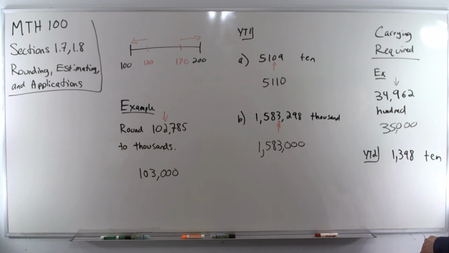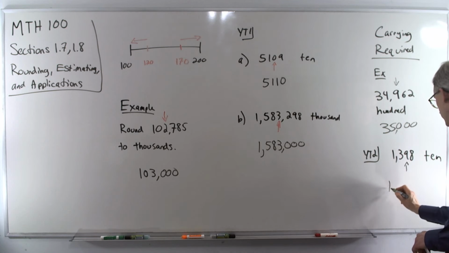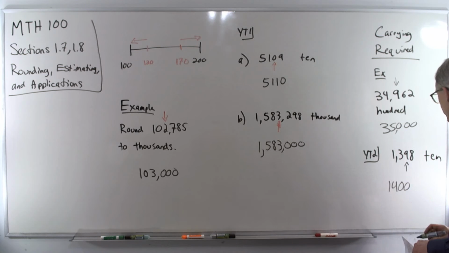All right, your turn, number 2. Round 1,398 to the nearest 10. Nearest 10, we have a 9 there. Look to the right, that is 5 or greater, so we add 1 here. That turns into 10. Carry the 1 to the 3, so we get 1,400.